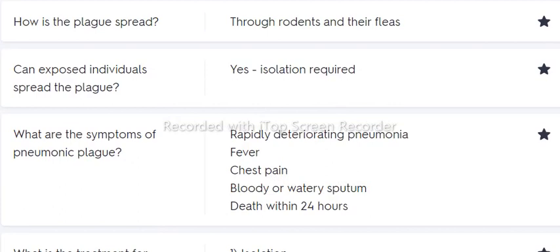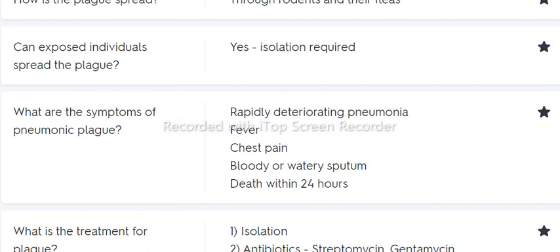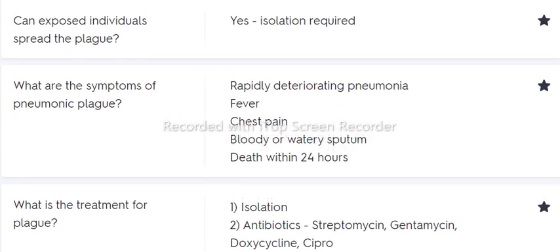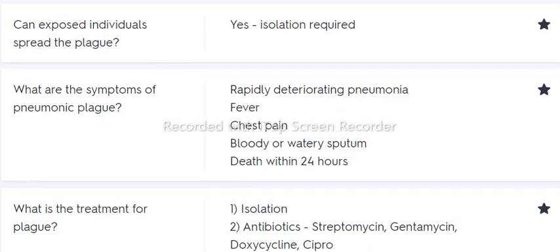How is the plague spread? Through rodents and their fleas. Can exposed individuals spread the plague? Yes, isolation required.